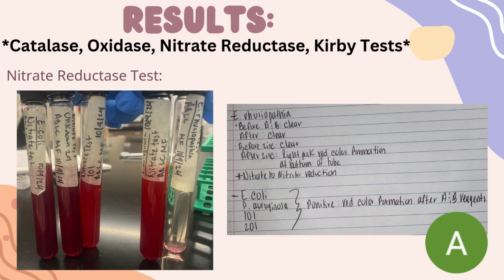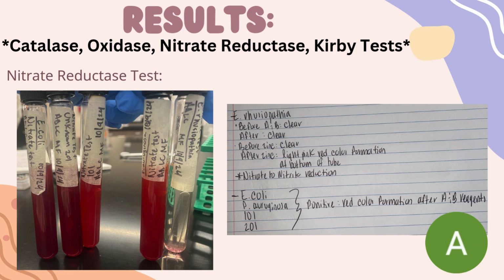The nitrate reductase test displayed a positive result for E. coli, P. aeruginosa, and the unknown samples 101 and 201. This outcome is accompanied by an intense red color change due to the organism reducing nitrate to nitrite.